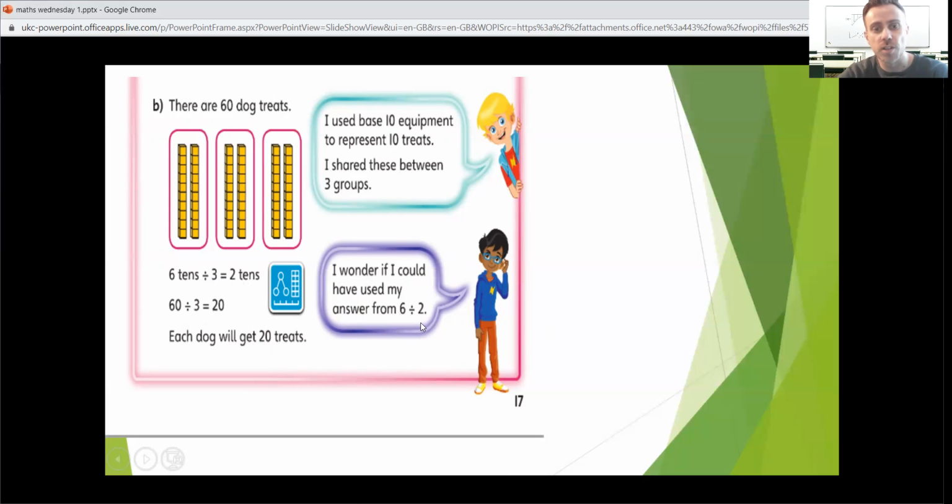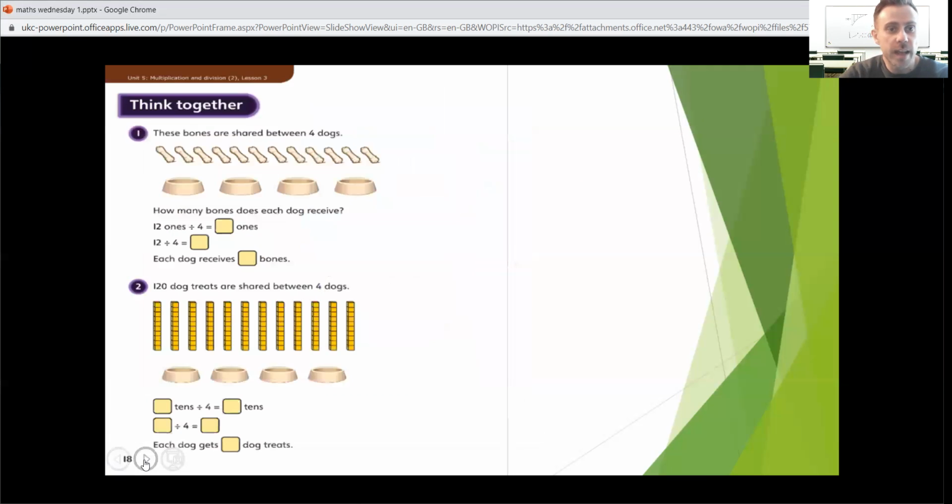If you'd done some inverse in there, you could have done some switching around and it would have helped you find an answer. I'm going to move on now to the next thing. This is something else to have a go at. So in a second, you're going to pause the video again. I'll read them out first, though.